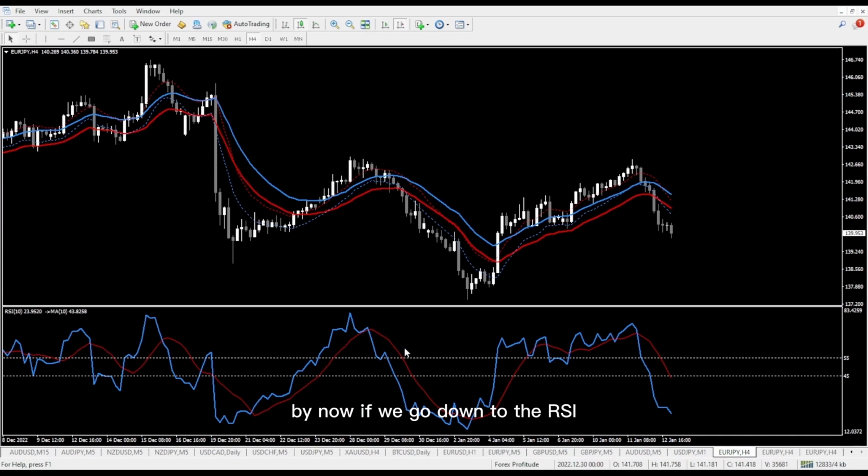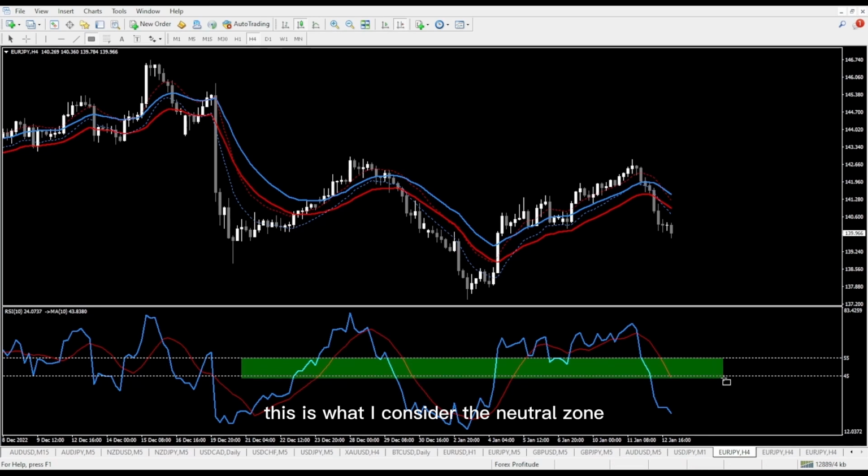Now, if we go down to the RSI, we're going to see that we have 2 lines instead of 1. Generally, the RSI has a center 50 level. And on this particular one, we've got 2 center lines. We've got a 55 and a 45. Now, this gap in between the 55 and the 45, this is what I consider the neutral zone. The RSI can often get into the neutral zone and provide us with a really choppy signal.